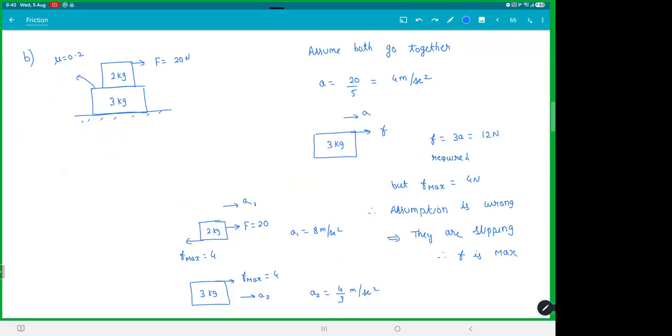Is this process clear? The reason we have to do this is because I don't know before starting the question whether they're going together or not. Got this? Let's see one more like this. Now you try.